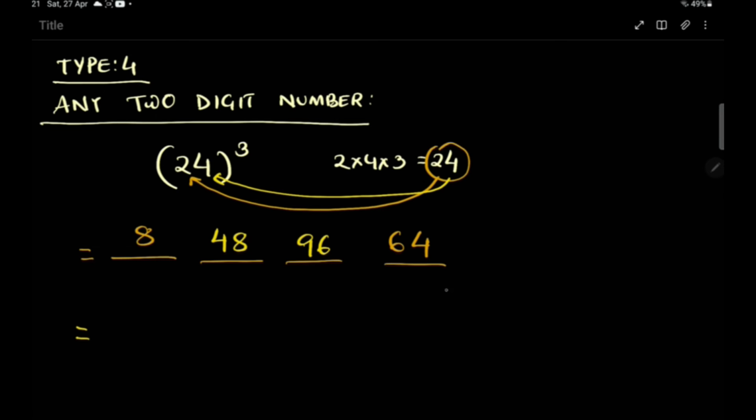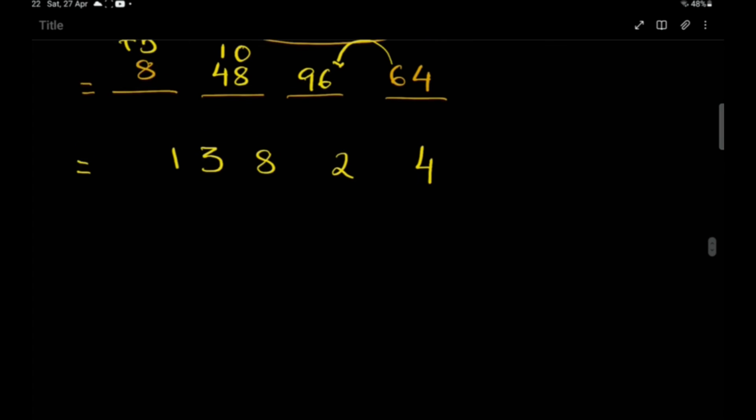Now let us write the answer like this. As we have already discussed, we can only write one digit here, then 6 will be carry forward. 96 plus 6 is 102. Then we can write only 2 here. 10 will be carry forward. 48 plus 10 is 58. We can write only one digit, that is 8 here. 5 will be carry forward. 8 plus 5 is 13. Then the answer is 13824. Let us try to find the cube of another number, that is 52 cube.